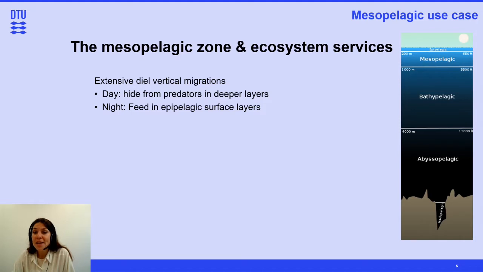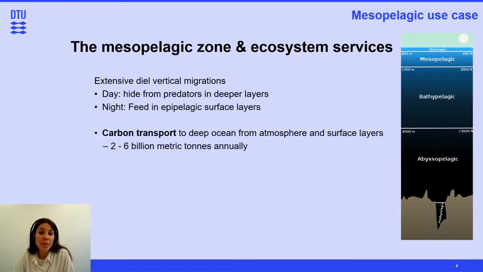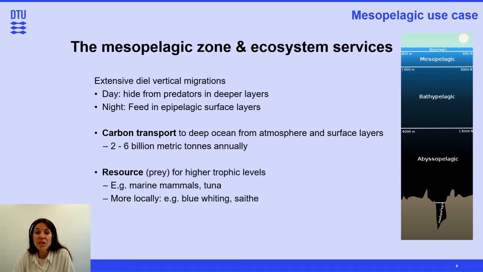Many species in this layer perform diel vertical migrations, where during the day individuals stay in deeper and darker waters to hide from visual predators, and then during the night they move to shallower water layers to feed. With those daily migrations, part of the mesopelagic community has an important role in the sequestration of carbon to the deep ocean. Further, mesopelagic fish form an important resource for other species, such as marine mammals and tuna, and more locally, in the North Atlantic, for commercially important species, such as blue whiting.